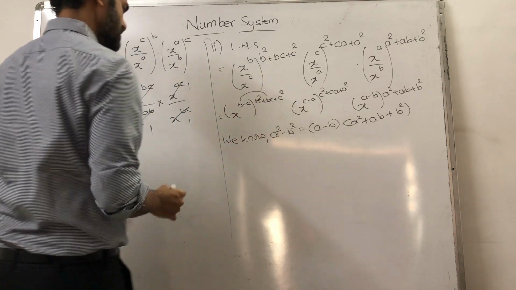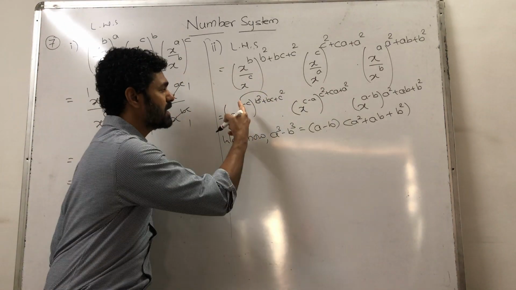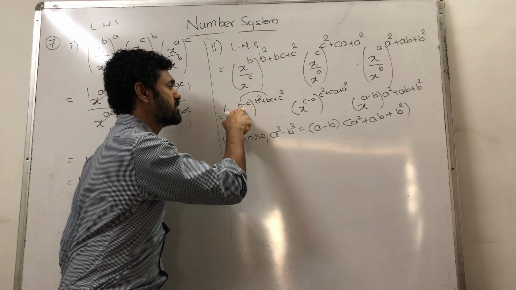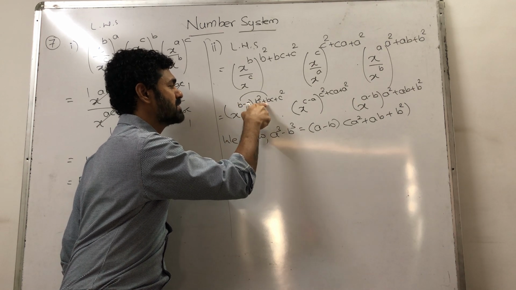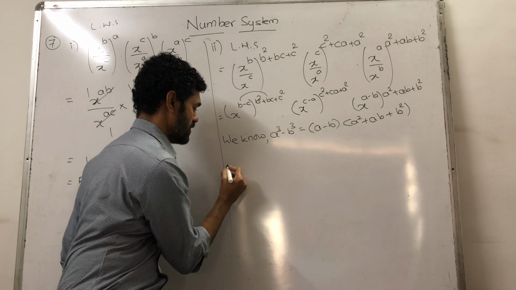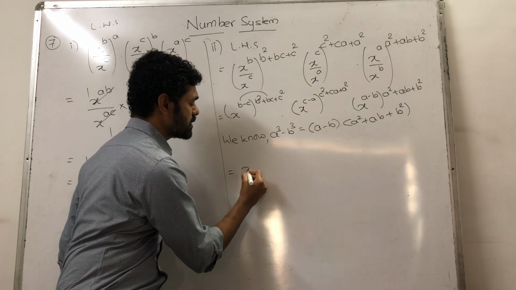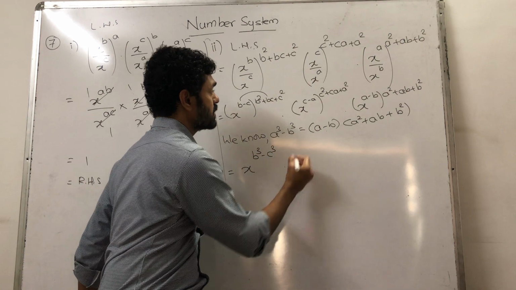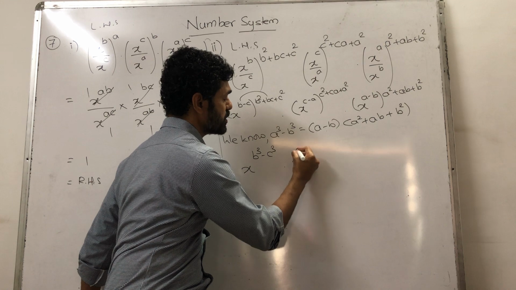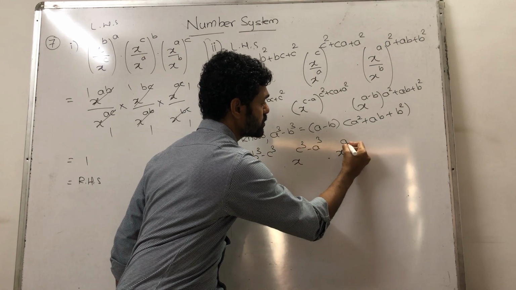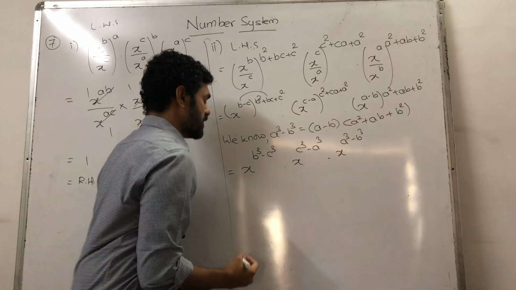If you notice, this is the identity of b cube minus c cube. First bracket b minus c, second bracket, first b square. If you have minus sign, you write a plus sign. The product of these two, bc, plus c square. So it means when you multiply the first term, it will become x raised to b cube minus c cube. Similarly, this would become x raised to c cube minus a cube, and similarly this will become x raised to a cube minus b cube.